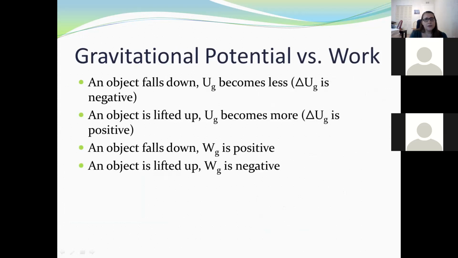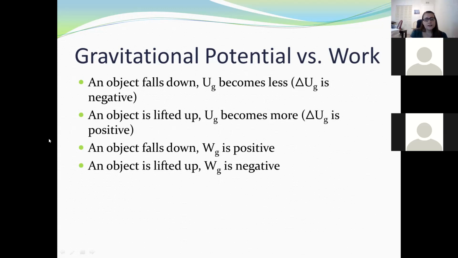Gravitational potential versus work. So as an object falls down, we just talked about how it loses its potential energy. Its change in potential energy is negative, just like we saw in that example 1. Which means as well as an object is lifted up, it's getting more potential energy due to gravity. So its change in potential energy is positive.